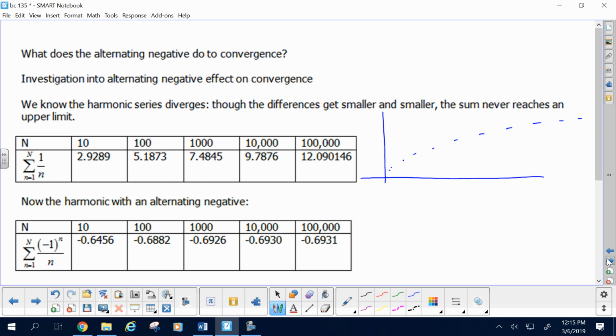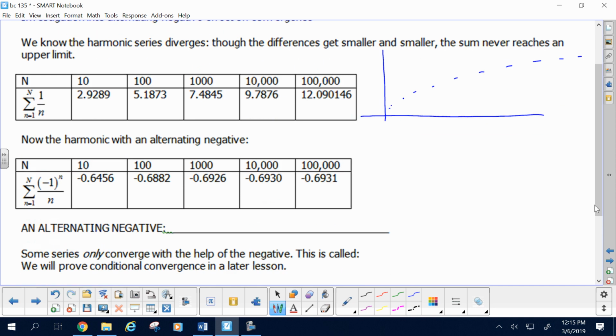Now, if you look at what an alternating negative does to the alternating harmonic series, here are the values now. If you start off with a negative 1, then you'll usually get a negative sum, but you can see that this definitely is not growing out of control. It is approaching a limit, somewhere in the 0.693-ish region, yeah? So the point is this, an alternating negative aids convergence a lot.